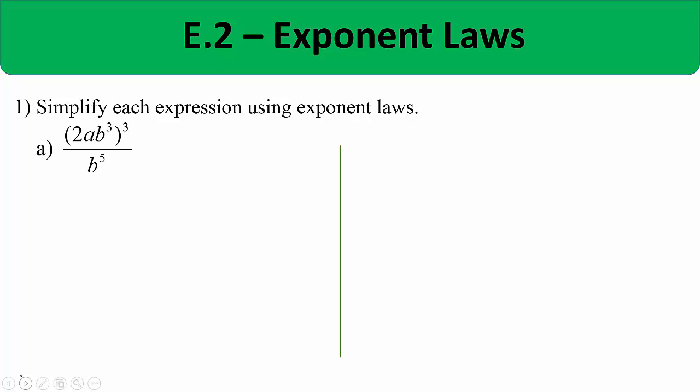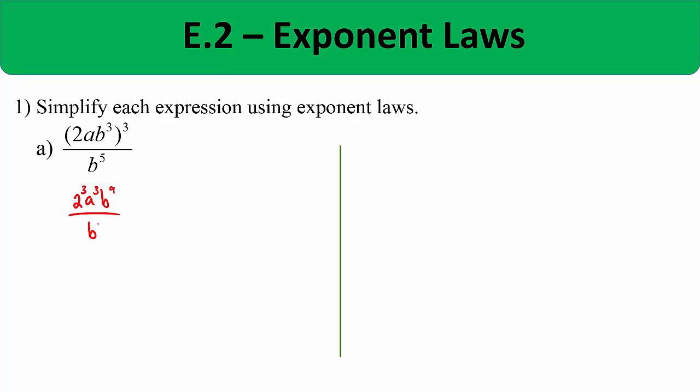So here we have 2ab cubed, all being raised to the power of 3. So that's 3 parts to that numerator that are all being raised to that exponent. So using the property of exponents, we are going to raise each of those 3 to that power. So 2 to the power of 3, a to the power of 3, and then b to the power of 3 to the power of 3. When we raise a power to a power, we multiply them. So that's b to the power of 9.